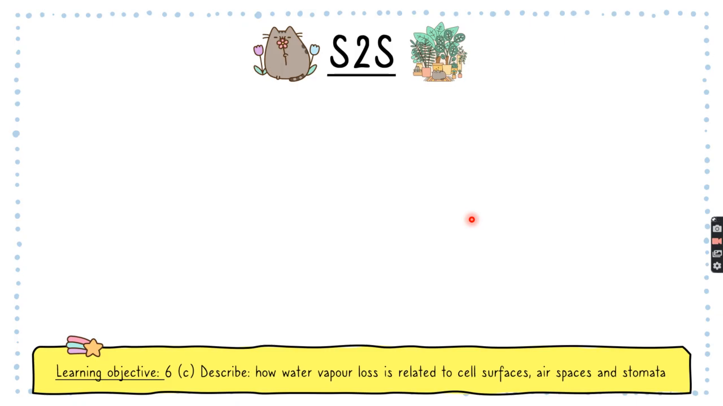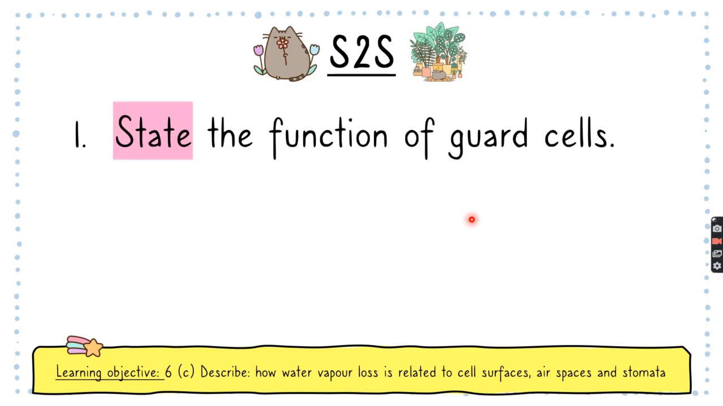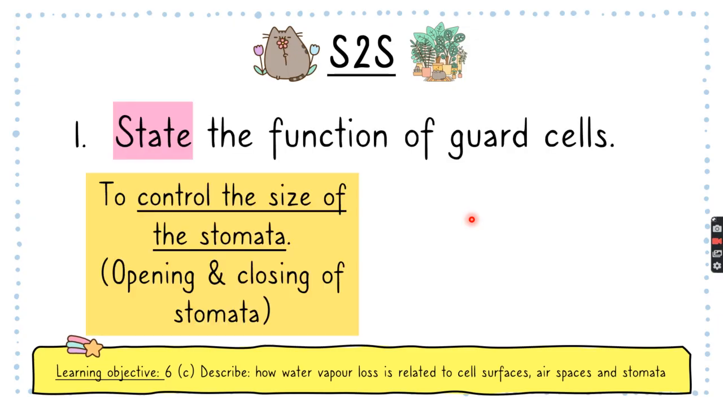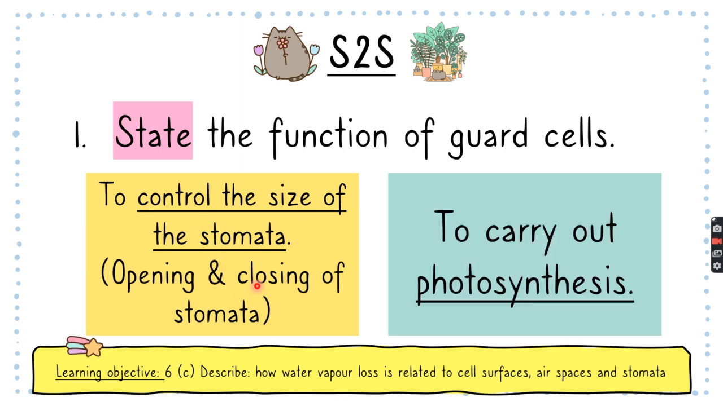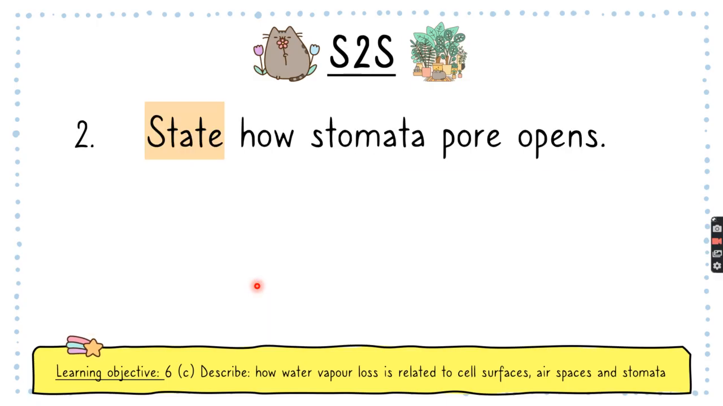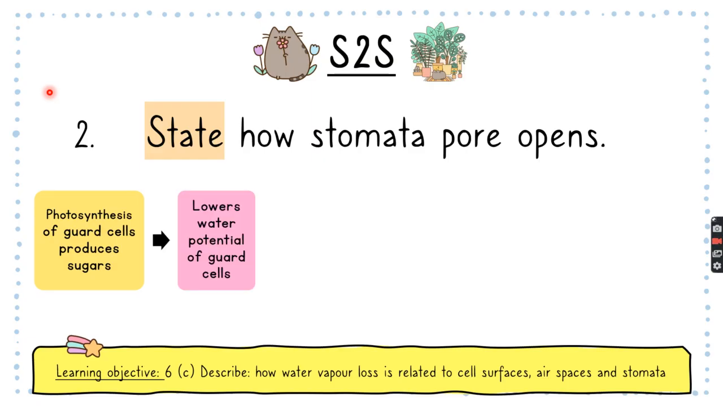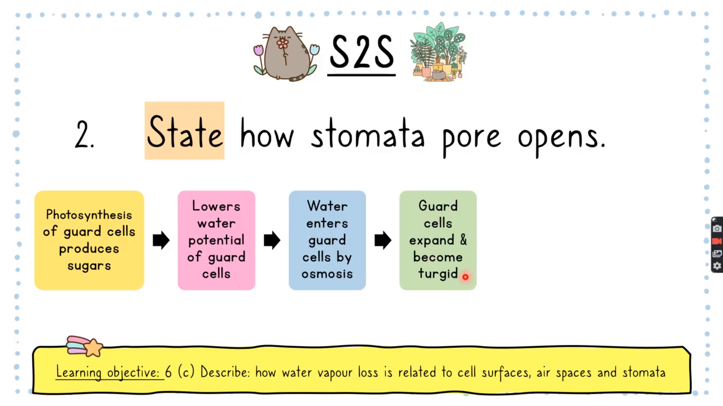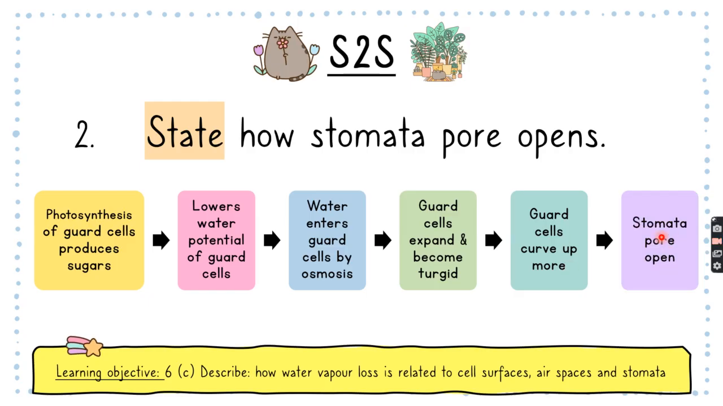So that is the end of the explanation, and let's go back to our steps to success. Firstly, state the function of guard cells. It is to control the size of the stomata, the opening and closing of it, and secondly to carry out photosynthesis. Second, state how the stomata pore opens. During the day when there is light energy, photosynthesis causes the guard cells to produce sugars, which lowers the water potential of the guard cells. After that, water enters the guard cells via osmosis, causing them to expand and become turgid. Guard cells curve up even more, therefore opening the stomata pore.